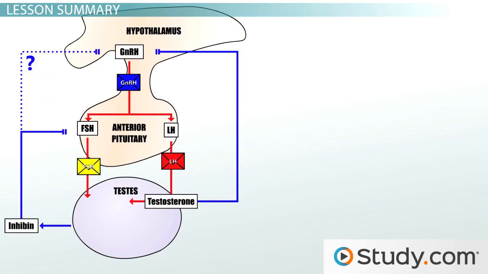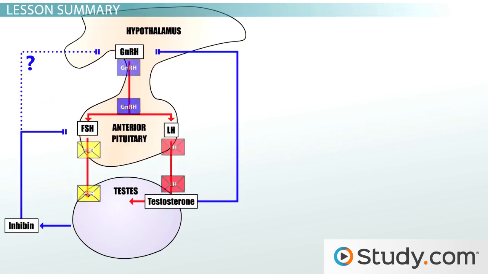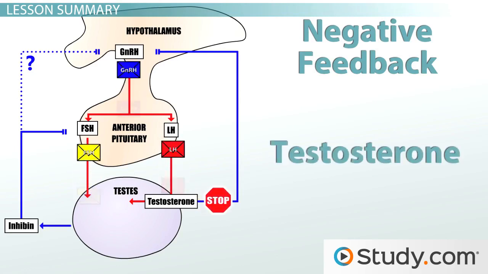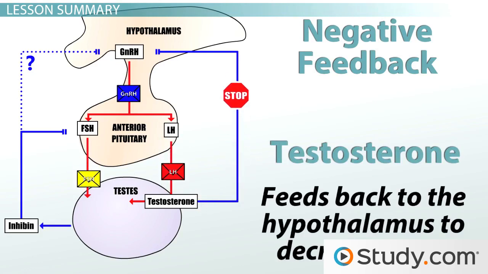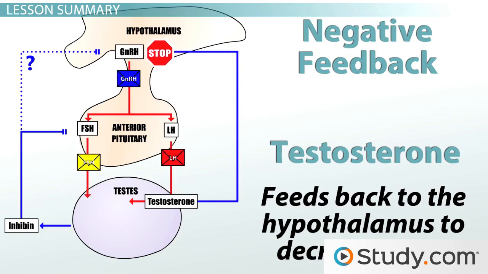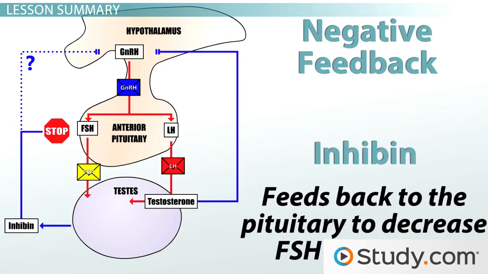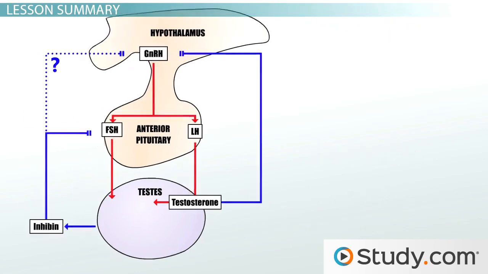And don't forget that this whole signaling pathway has to be regulated somehow. I mean, we can't just have all these hormones being produced with no way to control them, right? That's where negative feedback comes in. In this system, testosterone feeds back to the hypothalamus to decrease GnRH, and inhibin feeds back to the pituitary to decrease FSH production. And that's it.